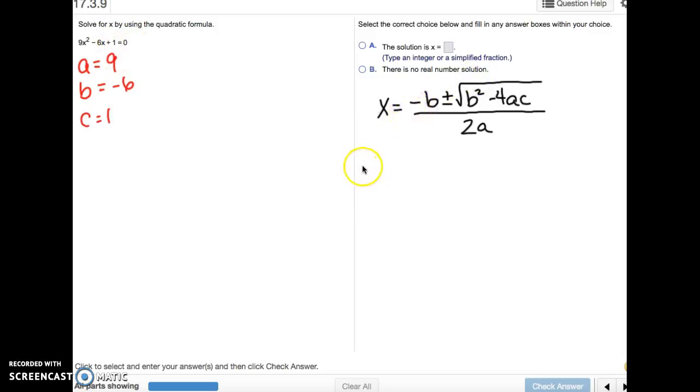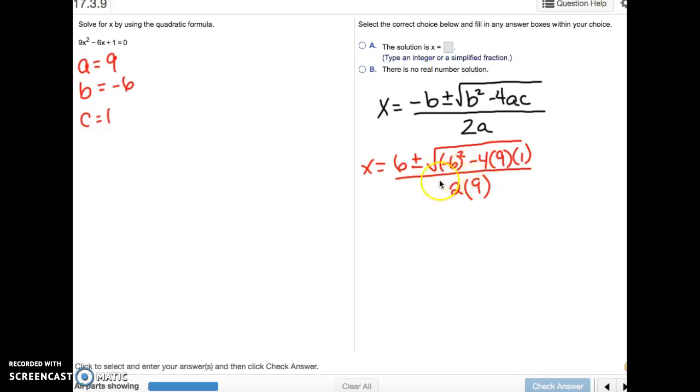So over here, it's x equals -b, so that's the opposite, which is 6, plus or minus the square root of b squared. So on this first one, I'm going to write -6 squared minus 4. Fill in my a, which is 9. Fill in my c, which is 1. And divide by 2 times my a, which is 9.